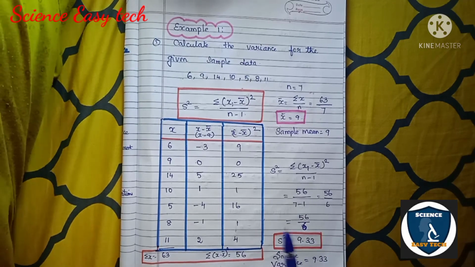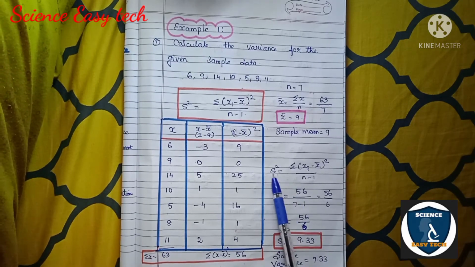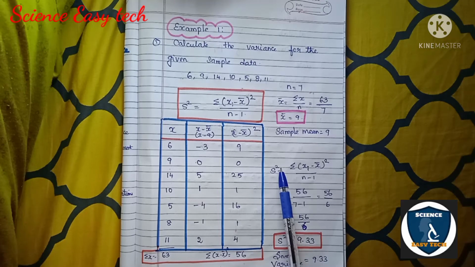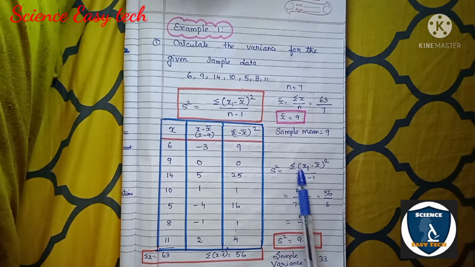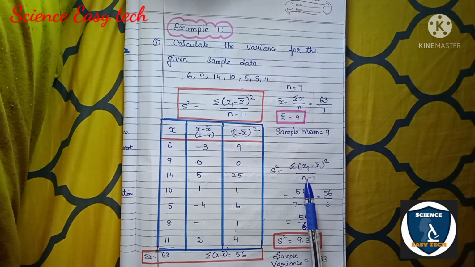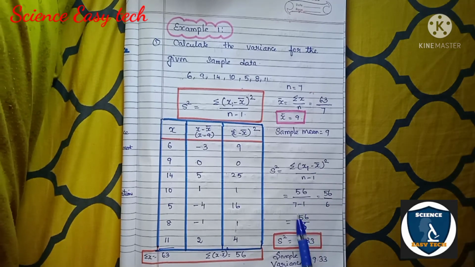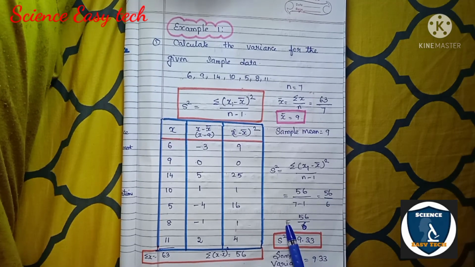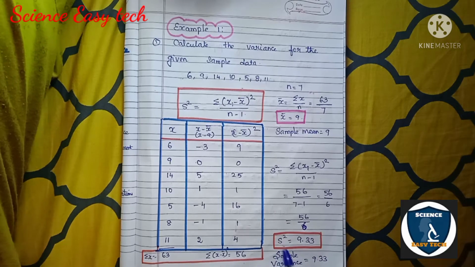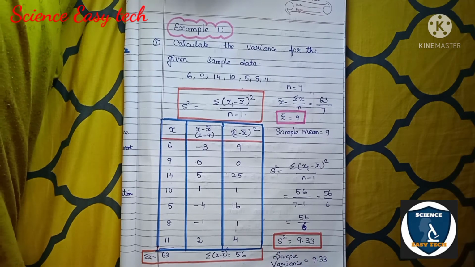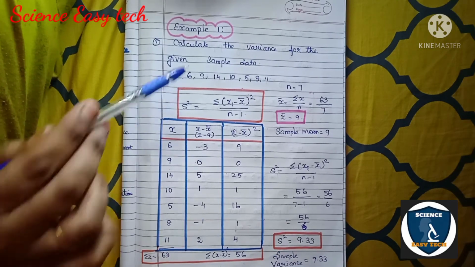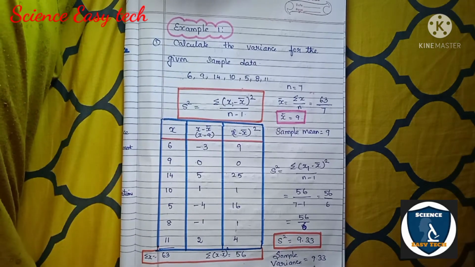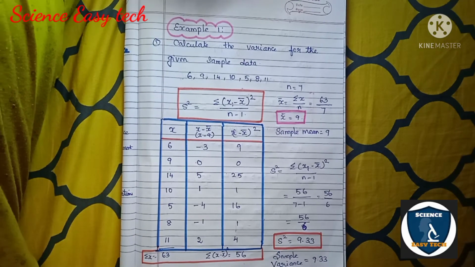So substitute in the given formula. The sample variance, small s square, is equal to summation of xi minus x bar whole square divided by n minus 1, which is equal to 56 divided by 7 minus 1. So 56 divided by 6 is 9.33. So the sample variance for the given set of data is 9.33.